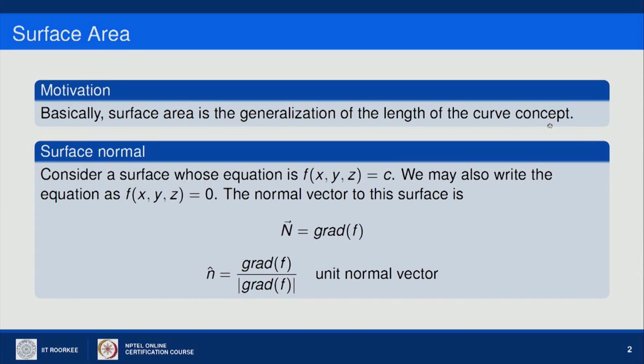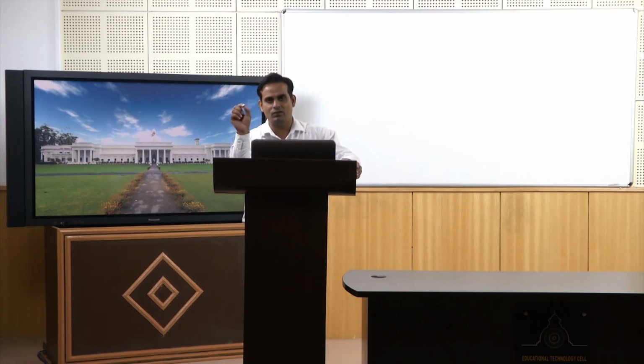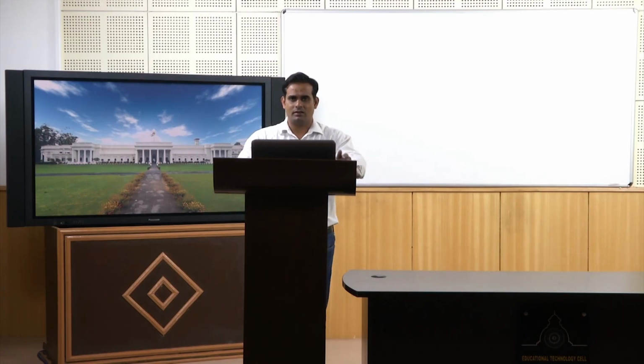What we have done for finding the length of the curve is divide that curve into small arcs in such a way that the length of the arc can be approximated by the length of the tangent, and then we add all those lengths; the sum of all those lengths gives the length of the curve.